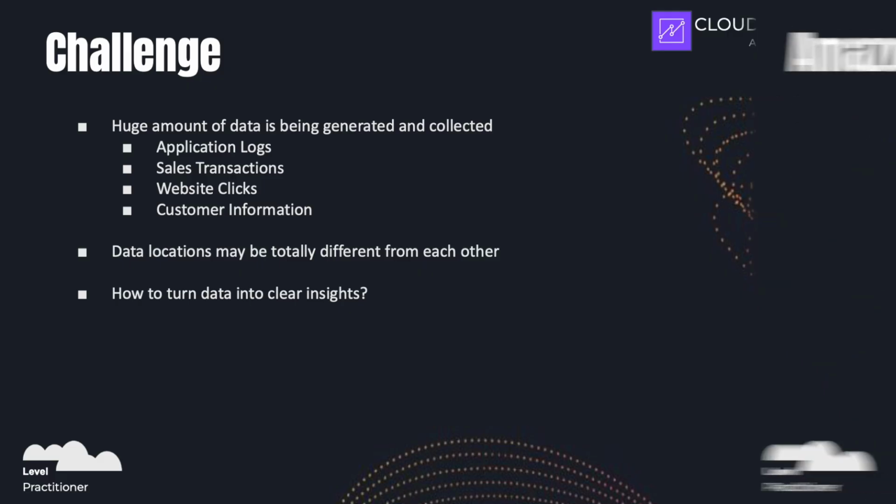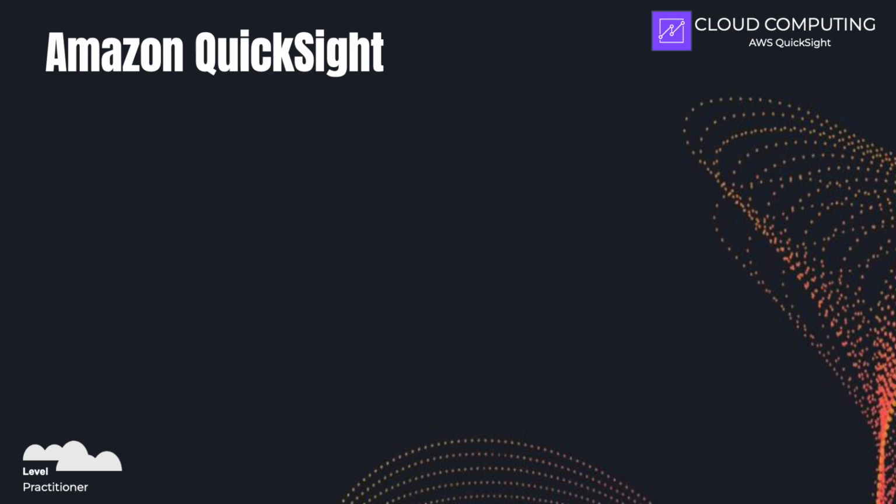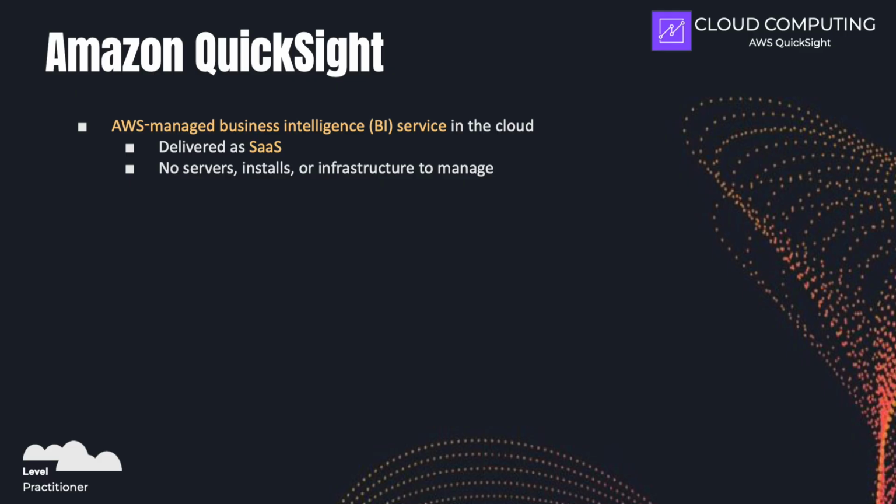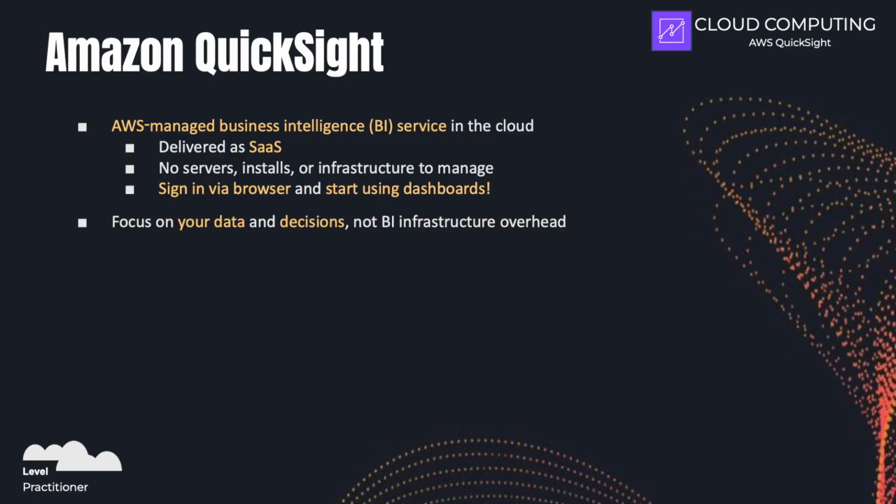This is where Amazon QuickSight comes into play. QuickSight is a business analytics service from AWS delivered in a software as a service or SaaS model. That simply means you don't install any software, you don't manage any servers, and you just sign into the service and start using it through your browser. So instead of worrying about infrastructure, you focus on your data and the stories it can tell.